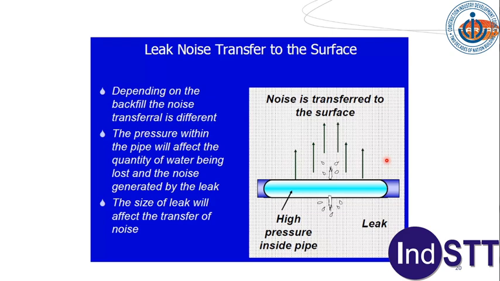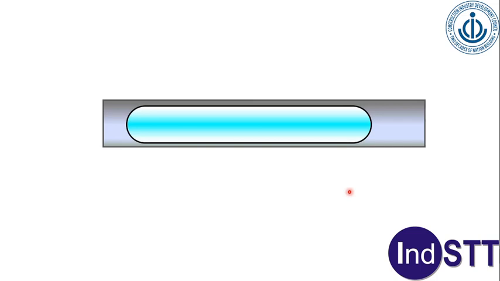Once you have isolated a zone of the leakage, now you are going to locate the leak. Depending on the backfill, the noise transfer is different. Depending on the soil type, your leak noise transfer to the surface will be different. The pressure within the pipe will affect the quantity of water being lost and the noise generated by the leak. Obviously, if you have high pressure inside the pipe, the leak noise will be higher. That's very easy to understand. And the size of the leak will affect the transfer of noise. Again, big leaks will have a different noise, and small leaks will have a different noise.